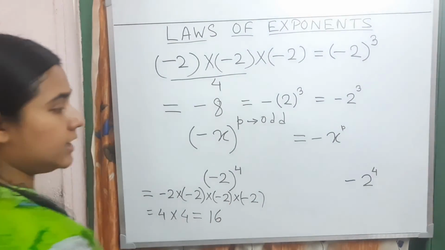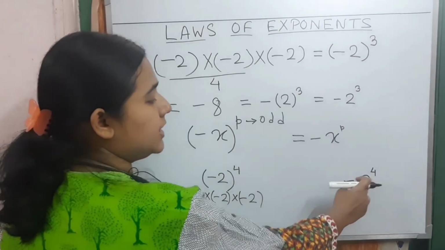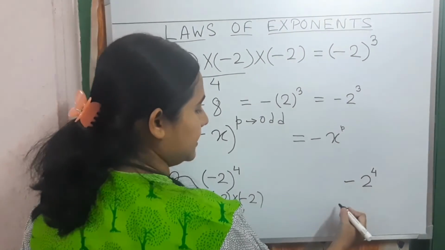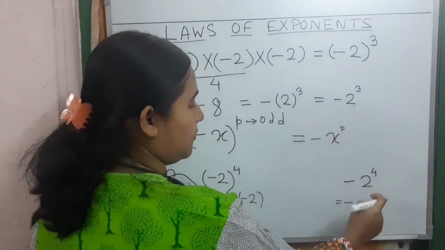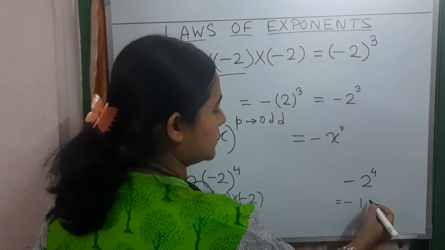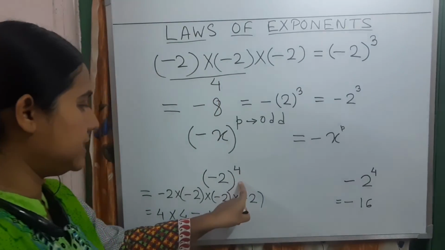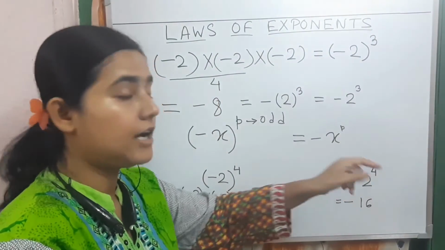Okay, now let's solve this other question. Here there isn't any bracket, so the minus remains as it is, and 2 to the power 4 is nothing but 16. So this and this are not equal.